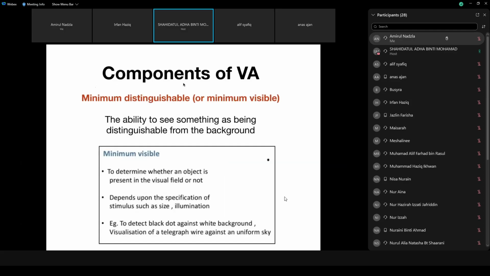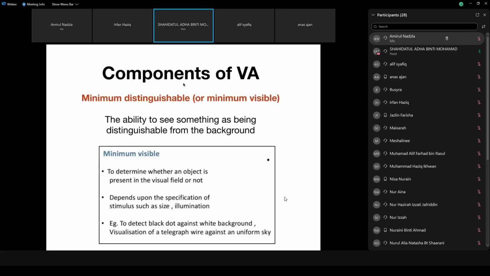So what are the components of visual acuity? When we say visual function, it's like testing the cranial nerve too, the second cranial nerve. So we will check the visual acuity, the RAPD, the relative afferent pupillary defect, the color vision, etc. But when we talk about visual acuity, which is part of the second cranial nerve function, there are a few components under it. Okay, so we will go one by one.